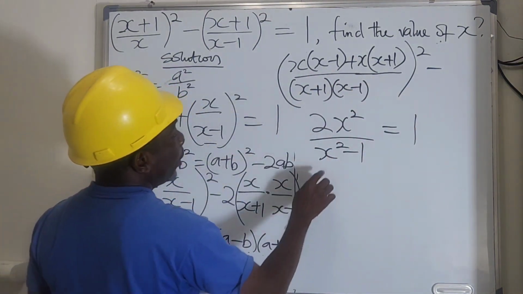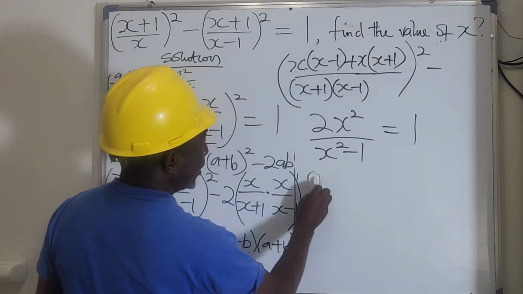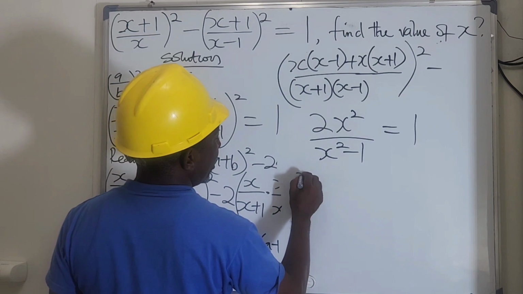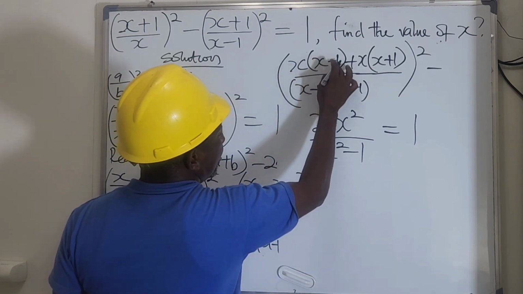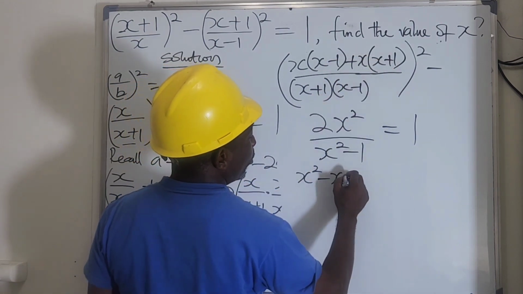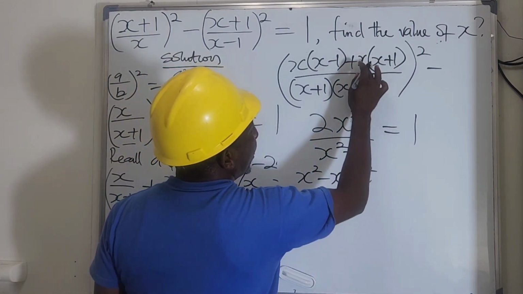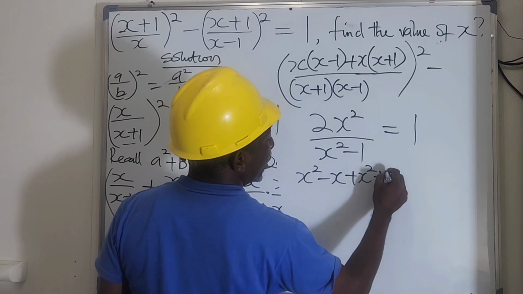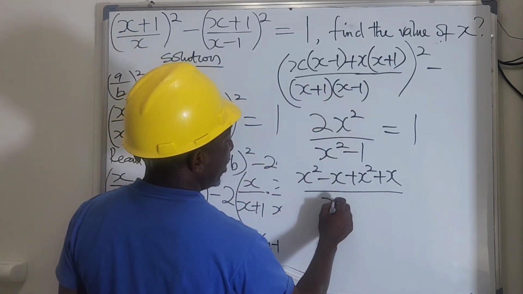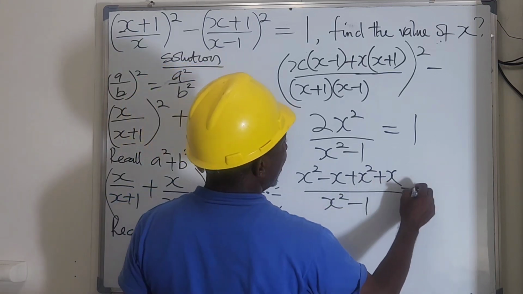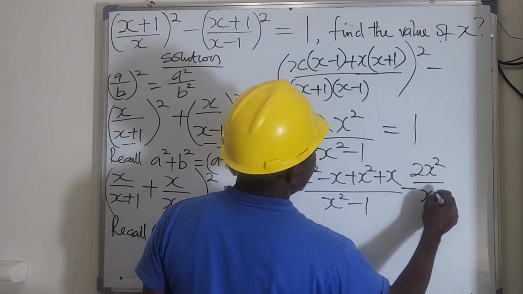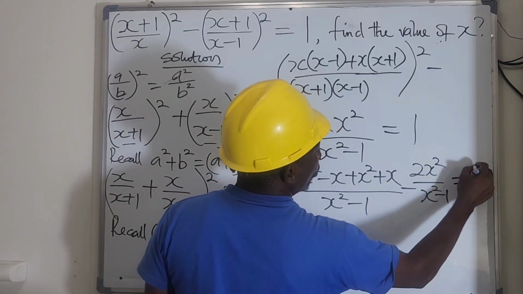Okay, before we do that, we are going to expand this. By expanding that, this will become x times x here will be x squared. X times minus 1 will be minus x. Then plus x times x will be plus x squared. Then x times 1 will be plus x all over. Here is a difference of two squares, going to be x squared minus 1. Minus 2x squared all over x squared minus 1 equals 1.